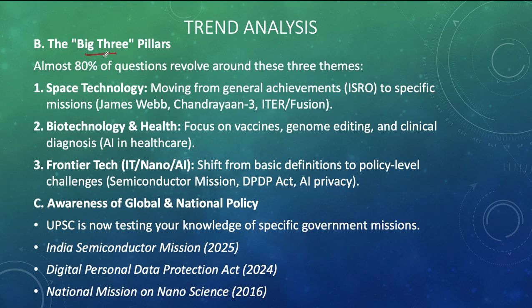And the big three pillars where maximum questions can be expected in the mains exam in science and tech are space technology, biotechnology, and frontier technologies like AI. With respect to AI, try to work on AI privacy also, and the semiconductor mission and other acts also. In space technology, work on the recent missions of ISRO and NASA also, students. In biotechnology, give weightage especially to AI in healthcare and genome editing topics.